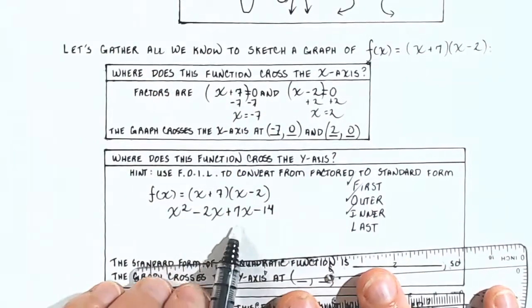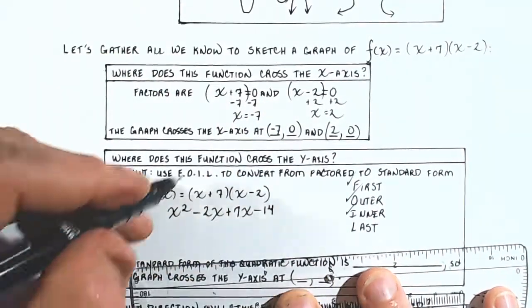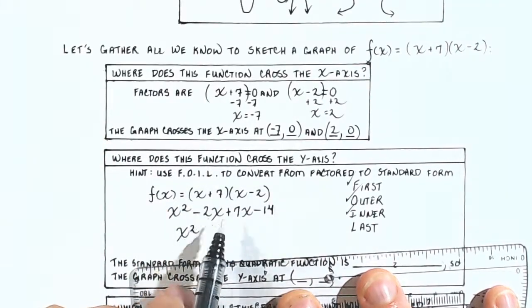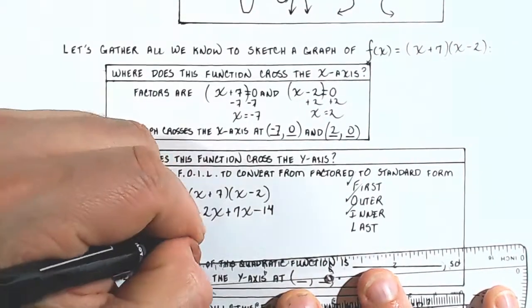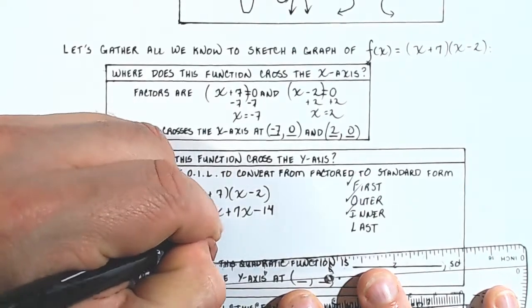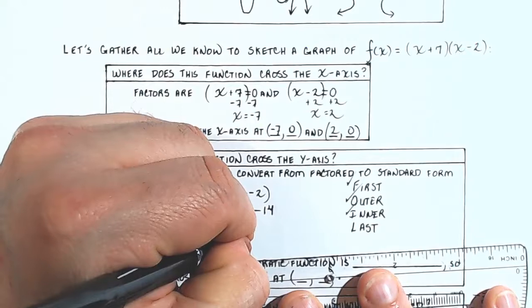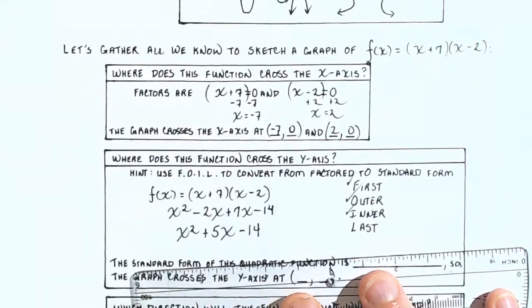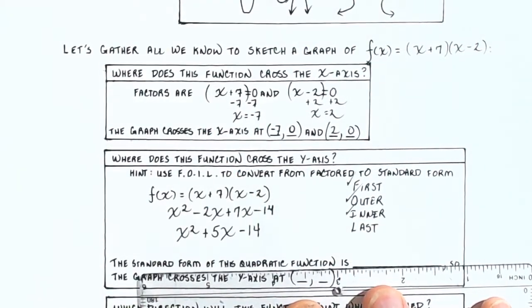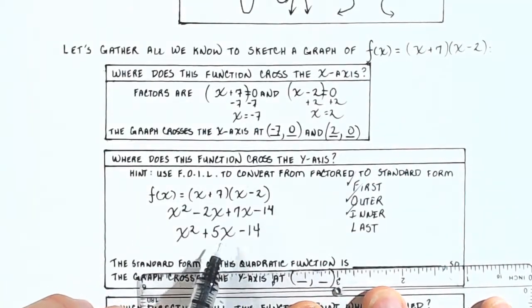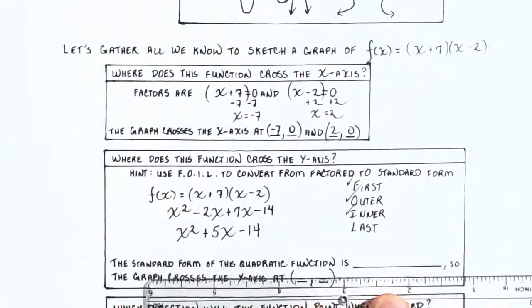And now I need to combine like terms in the middle. So I'll have x squared. And then -2x plus 7x is 5x, so plus 5x minus 14. And now we see that this is in standard form, ax squared plus bx plus c. A would be 1, b would be 5, and c would be -14.